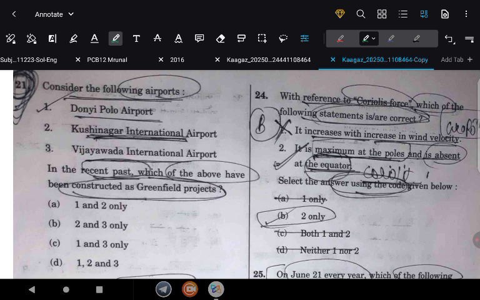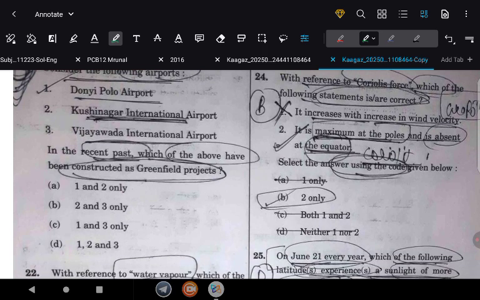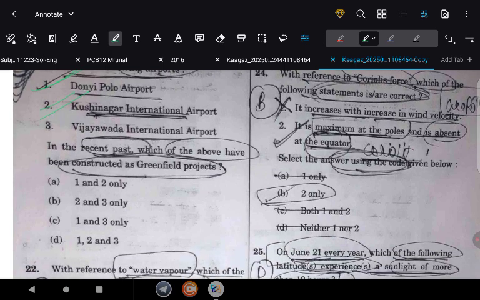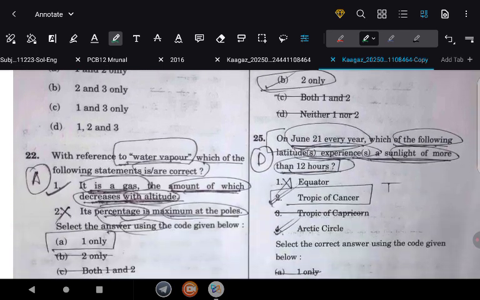but as far as I can recollect, it wasn't covered in any of those traditional current affairs magazines. It might have been current affairs, but it wasn't covered in the traditional sources which everyone refers to. So the three options were Donyi Polo Airport, Kushinagar, and Vijayawada. I had no clue about what to attempt for this question, so I just skipped it, as you can see over here, and the answer was Donyi Polo and Kushinagar Airport. It's fine because you might not have an idea about all of these questions.